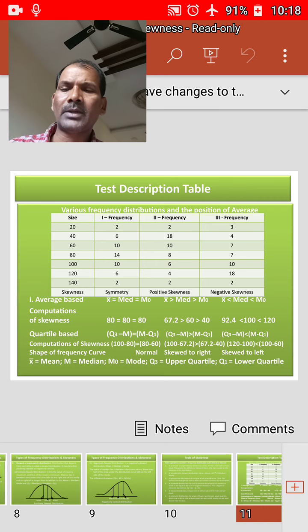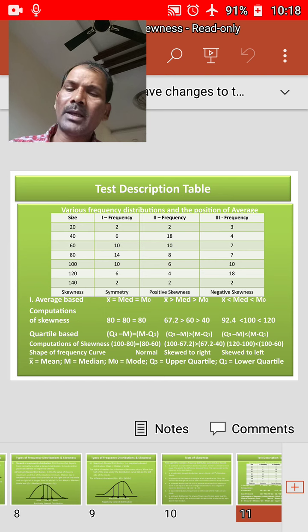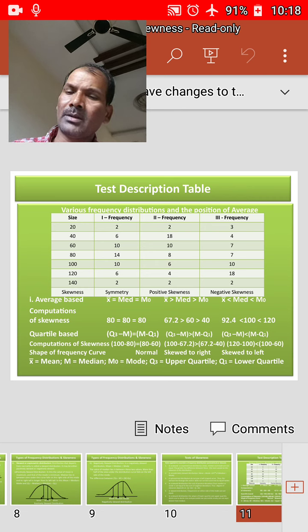Whereas in case of third frequency, you will get x bar value is 92.4, okay, which is less than 100, where median is 100. Okay, and 100 is less than 120, where mode is 120.